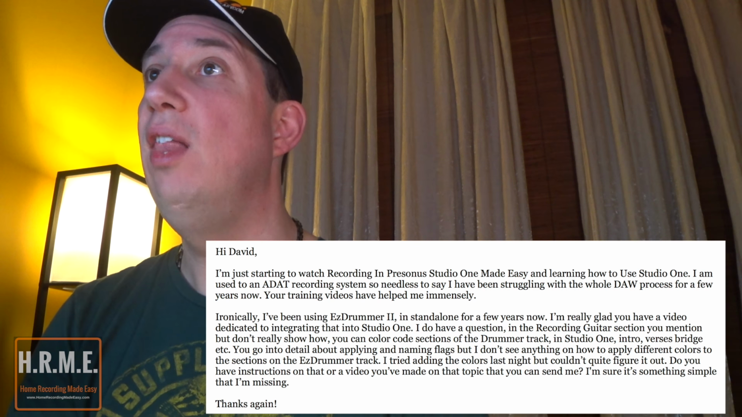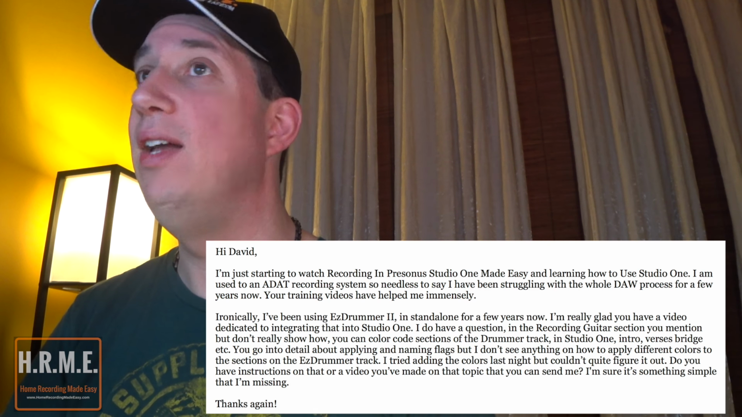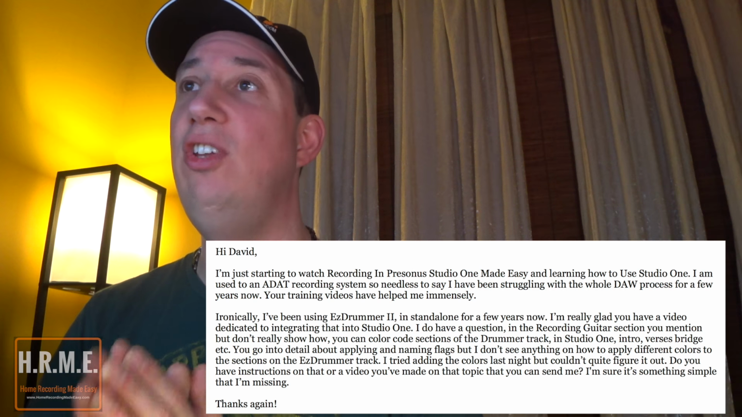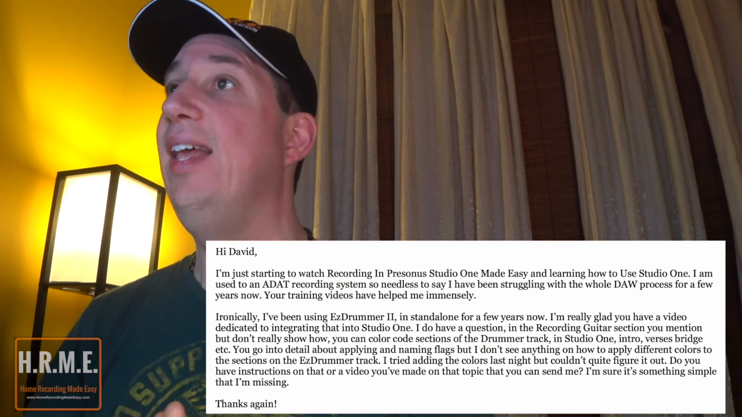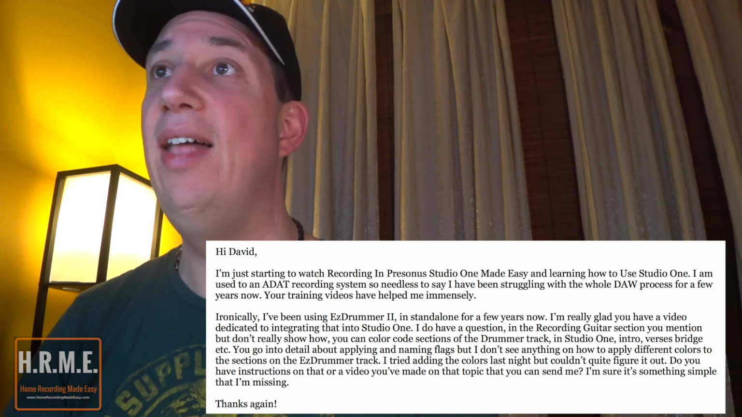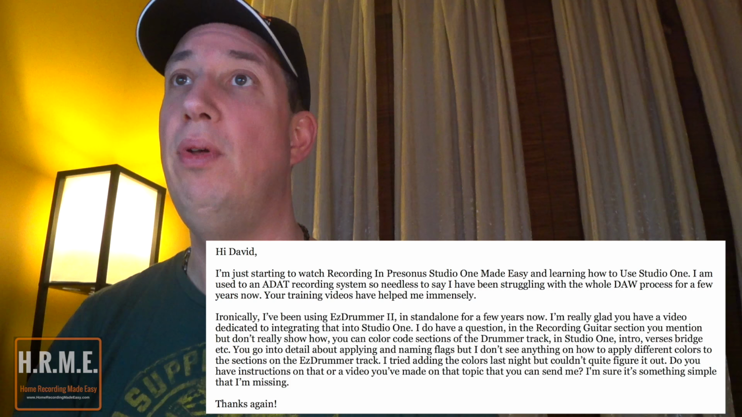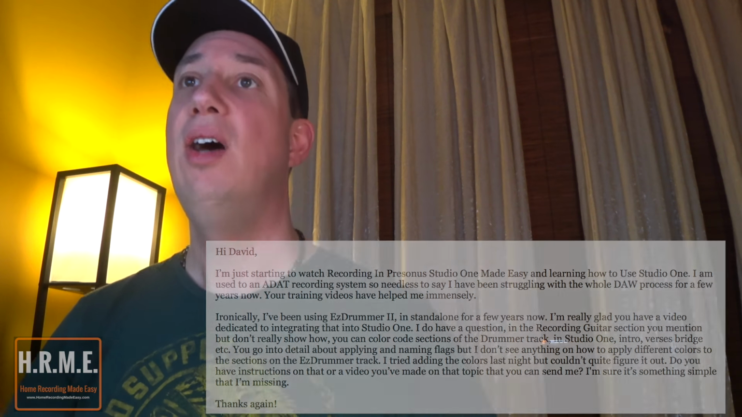You go into detail about applying and naming flags, but I don't see anything on how to apply different colors to the sections of the EZdrummer track. I tried adding colors last night, but couldn't quite figure it out. Do you have instructions on that or a video you've made on that topic you can send me? I'm sure it's something simple that I'm missing. Thanks again, sincerely, Tom. Yeah, Tom, thanks for writing in.